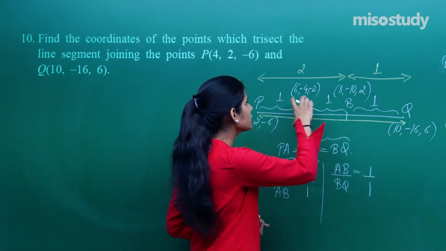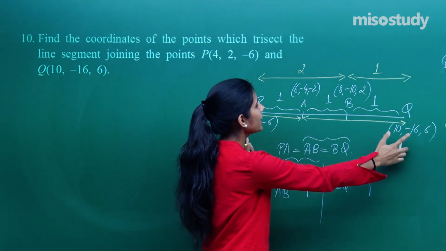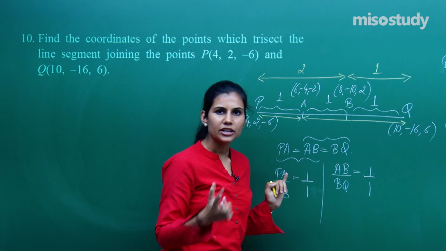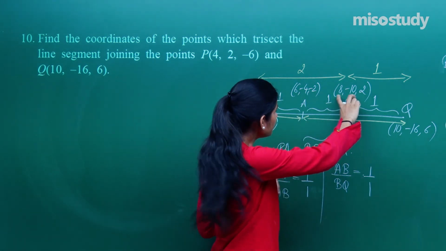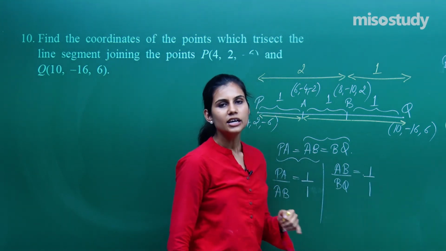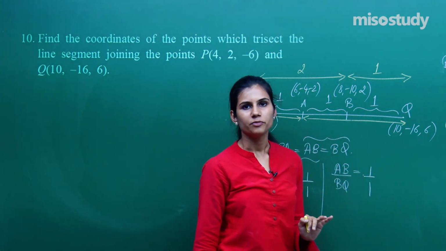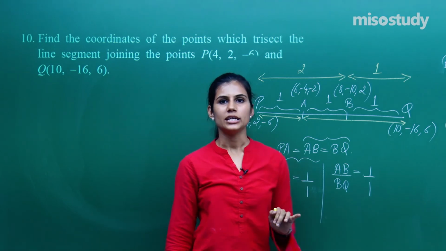And then I just focused upon A and saw A is dividing entire PQ in the ratio 1:2. With the section formula, I calculated the coordinates of A. Then I just focused upon B. B was dividing PQ in the ratio 2:1. So with the section formula, I calculated coordinates of B, and that's how I have accomplished the answer to this question.